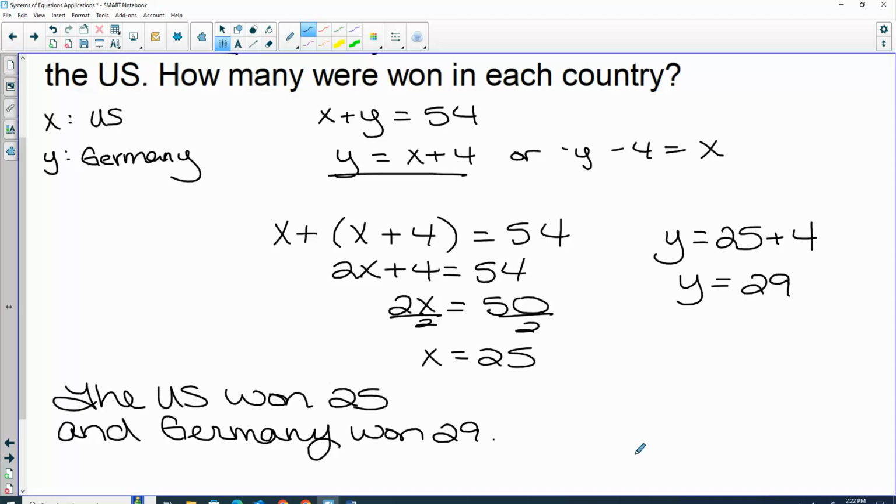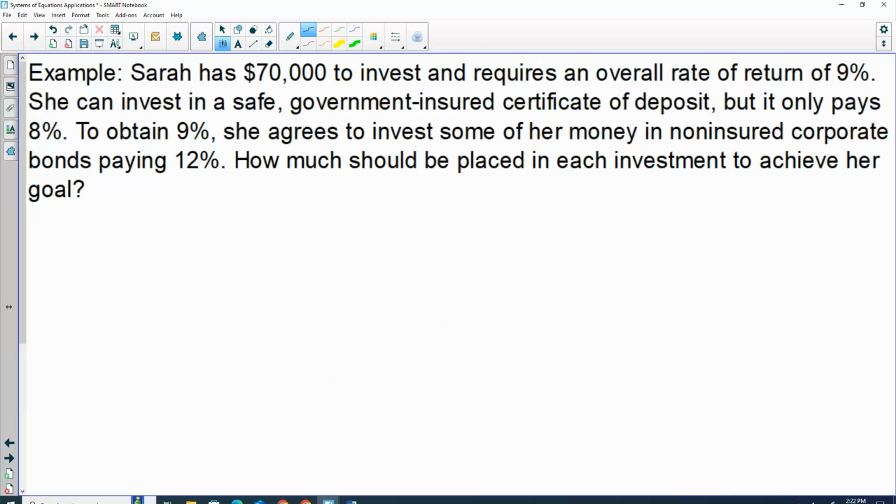Let's take a look at the next one. I want you to take a second, read it to yourself, and see if you can at least identify what our variables should be. What's it asking me? How much should be placed in each investment? So those have to be my variables. What are the two different investments we are making?